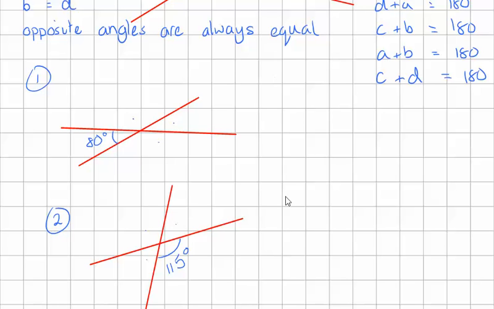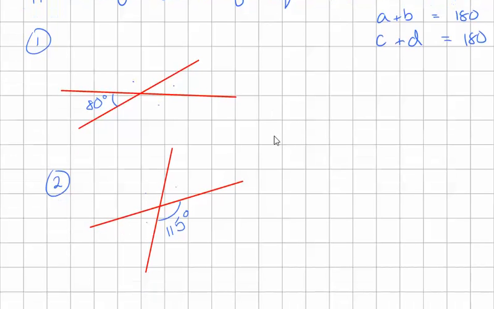There's more than one way to do this. All I really want is the right answer. Sophie, you wanted to do the second one, didn't you? Jamie, do the first one. So you have 80 on the bottom. Opposites are always equal, so the other side's going to be 80. And if you add the two together, you get 160.